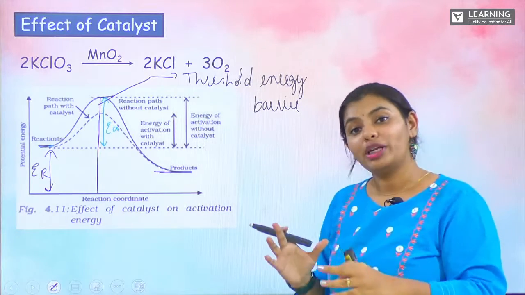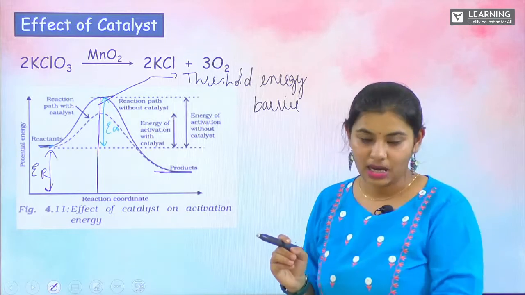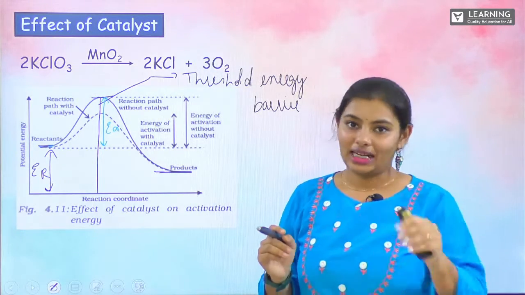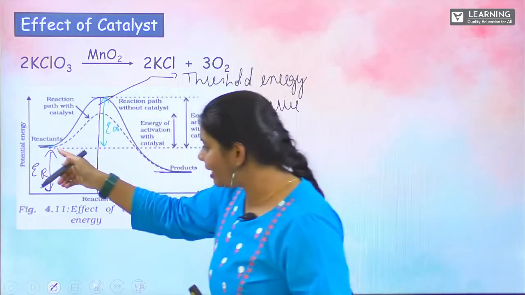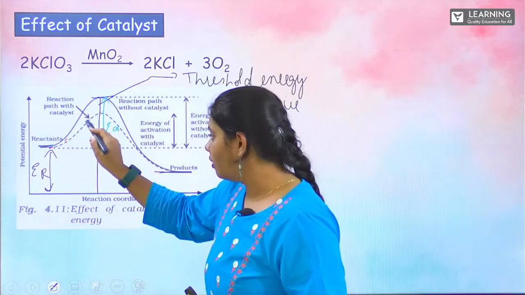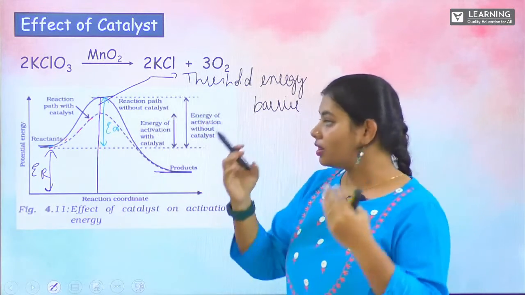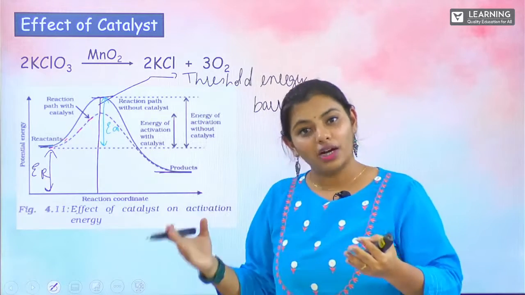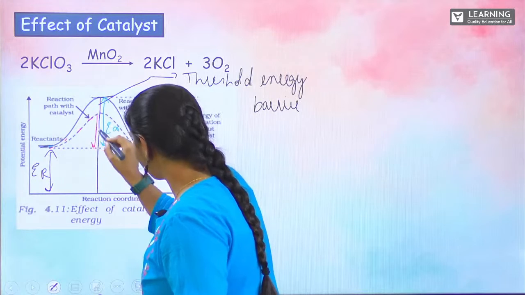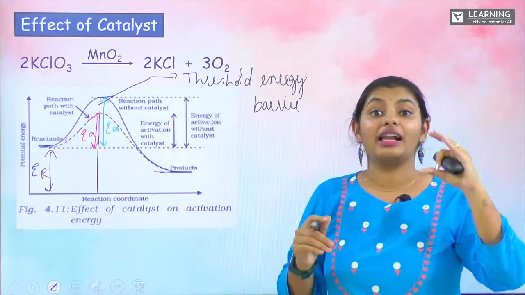Now what are we talking about? We are talking about how exactly the reaction is going to take place, or how the rate of the reaction is going to be affected when the catalyst is added. So this dotted line that you see here is going to be the pathway in which the reactant is converted into a product. Here you can see the activation energy is reduced.